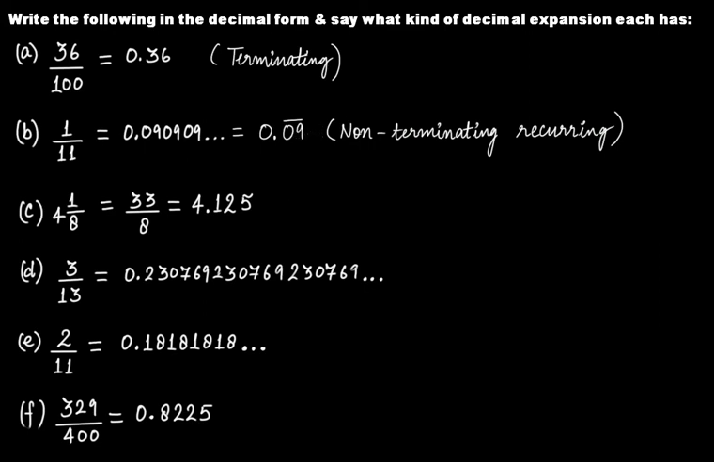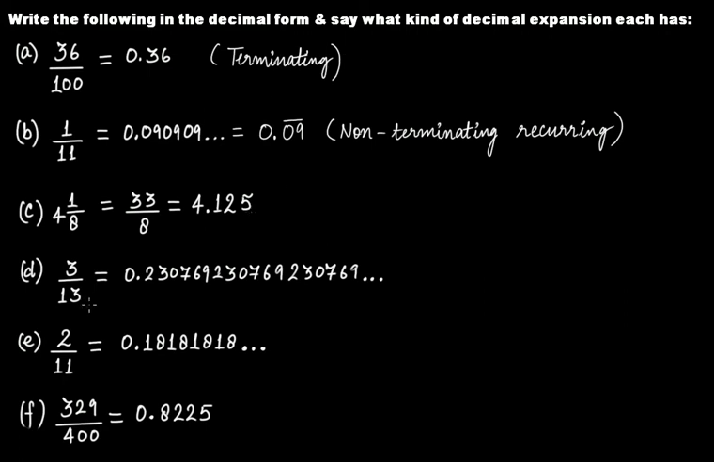Then about this one. Here it is 4 and 1 by 8. It means that this is in the form of a mixed fraction, and you can write it as 33 by 8. This is 4.125. Again, this is 4.125. That's it. It's terminating.